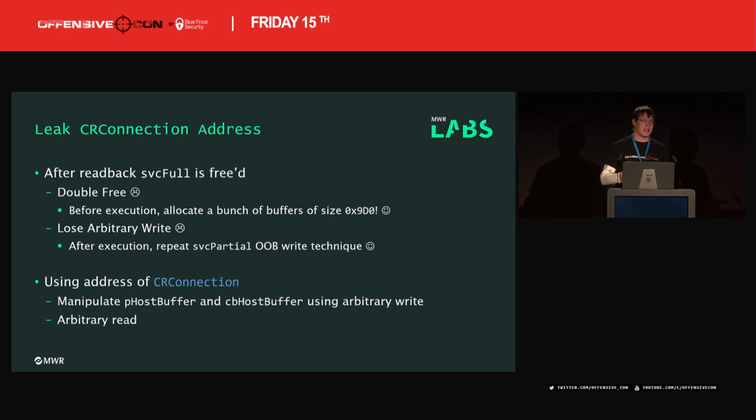But the thing is, we can reuse our partial buffer to do this exact same thing, and regain our fully controlled SVC buffer. So using the address of that CR connection object, we can now manipulate pHostBuffer and cbHostBuffer, as long as we never disconnect that client. So we can manipulate pHostBuffer and cbHostBuffer to now read arbitrary memory.